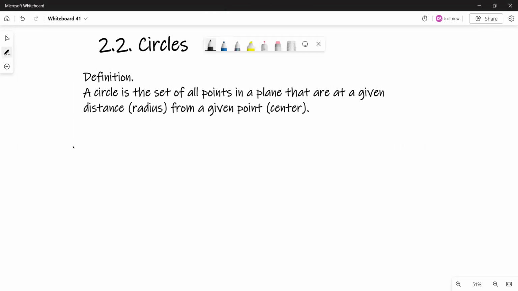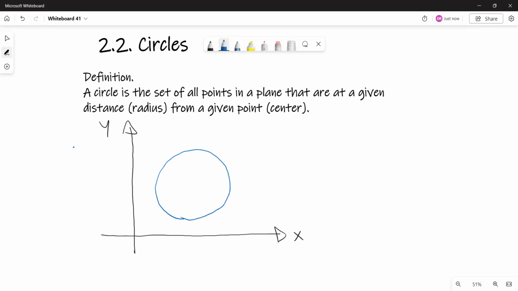Okay, so let's say we have a circle on the coordinate system. By definition, a circle is the set of all points in a plane that are at the given distance, the radius, from a given point. Let's suppose that the coordinates of the center are h, k, and x, y is any point on the circle.